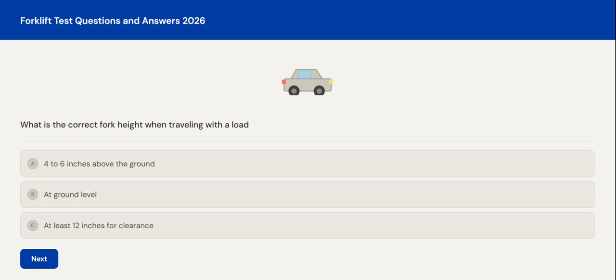Let's continue. What is the correct fork height when traveling with a load? 4 to 6 inches above the ground. High enough to clear floor irregularities, low enough to maintain stability. That 4 to 6 inch window is the safe travel zone.